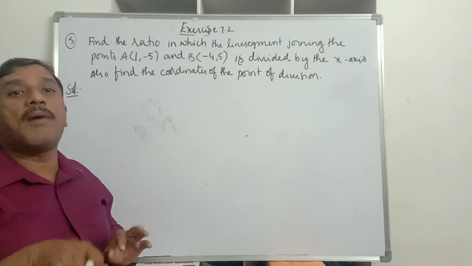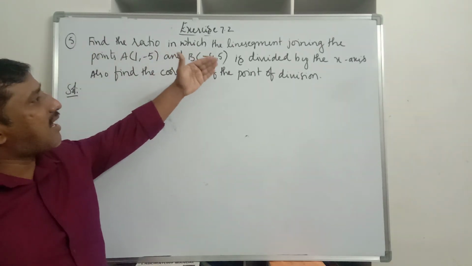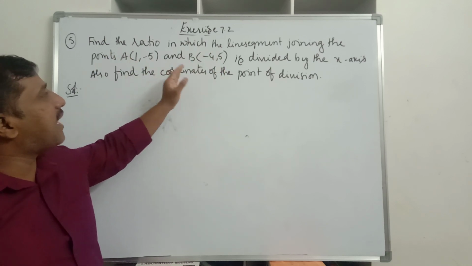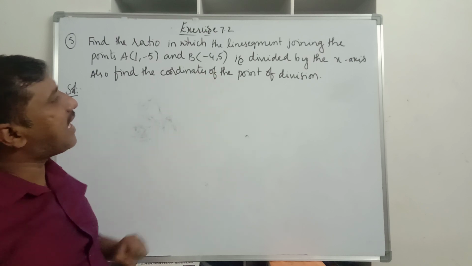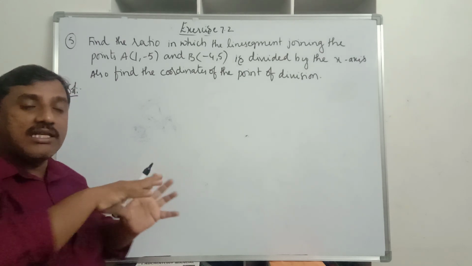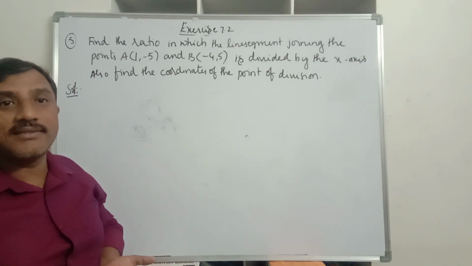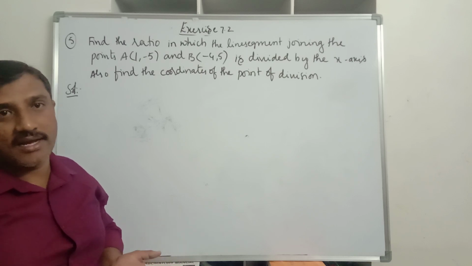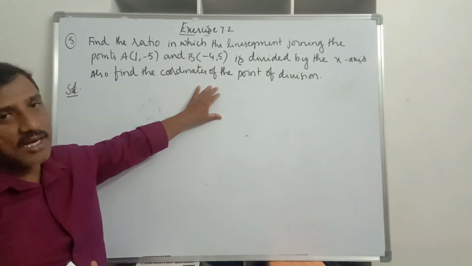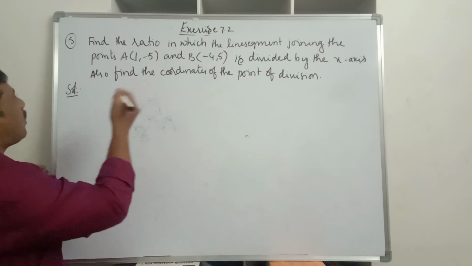It is x comma 0. If the same question is asked, find the ratio in which the line segment joining the points A(1, -5) and B(-4, 5) is divided by the y-axis. Means the point is there on the y-axis. What is the general form for a point on the y-axis? It is 0 comma y. Here x is 0. For this question, the y will be 0. So we don't know that point.